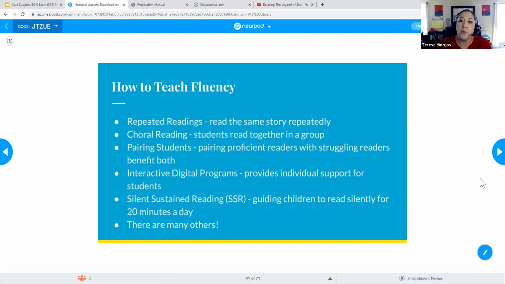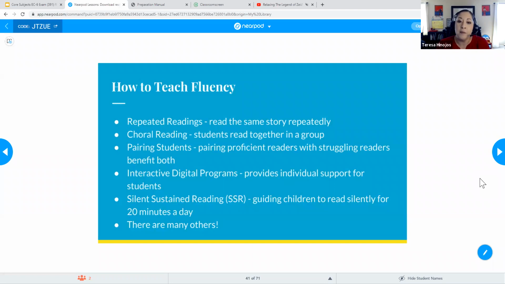Choral reading is when you put students together in a group. Maybe you have a group of 2 to 3 kids and they're going to read the book, but they're all going to read it together at the same time. That helps students practice saying those things together. Maybe the teacher will say the sentence and the whole class will read the sentence right after her or with her. Everybody's doing it all together to practice.